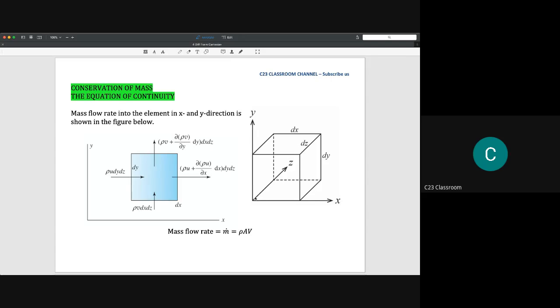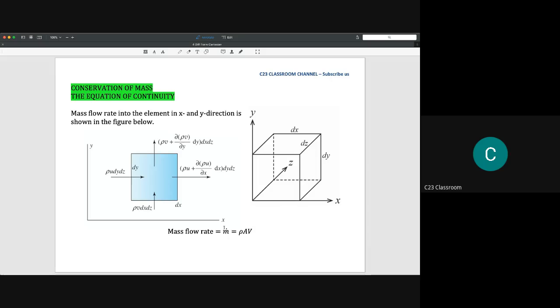So for the conservation of mass, we are dealing with three dimensions. We assume that our molecule here is in a cube shape. We have an x-axis, z-axis, and y-axis, and the lengths of this cube can be denoted as dx, dy, and dz, small portions along each axis. To derive the continuity equation, we use the basic idea of mass flow rate.